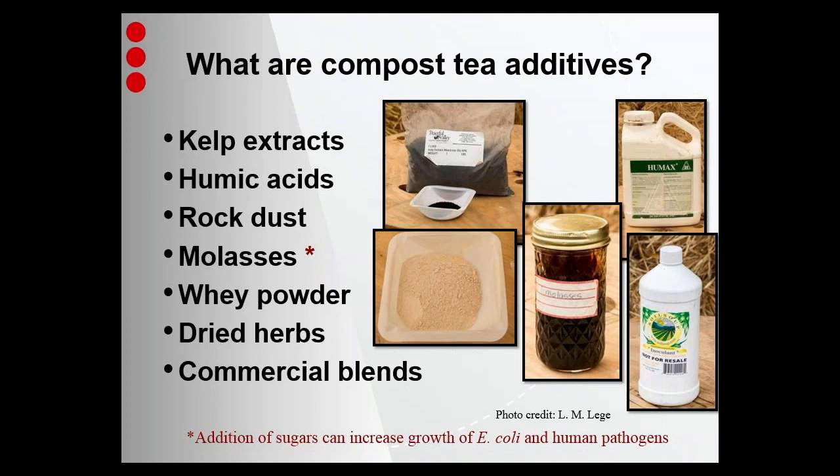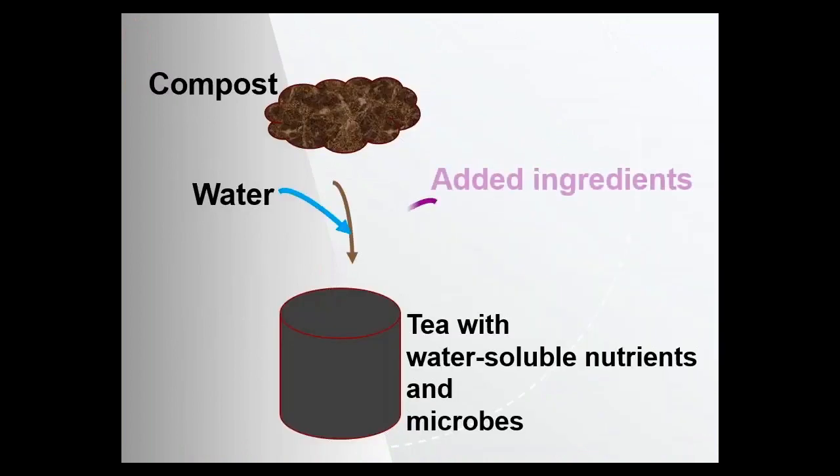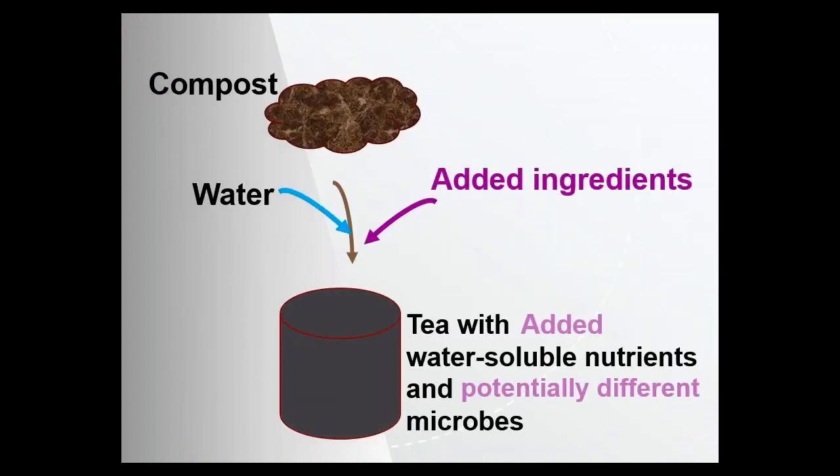The other things that we see are there's many commercial blends on the market. You don't necessarily need an inoculum to get microbes growing in your compost tea, but if you're looking at a specific reason that you would want that, it's something that you can look into. So in this case, when we add our additives to the same original compost tea, we're going to end up with a potentially different set of microbes, and we're going to have added water-soluble nutrients that are going to change the nutrition components in your compost tea.